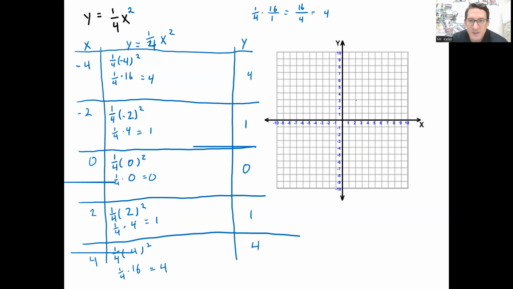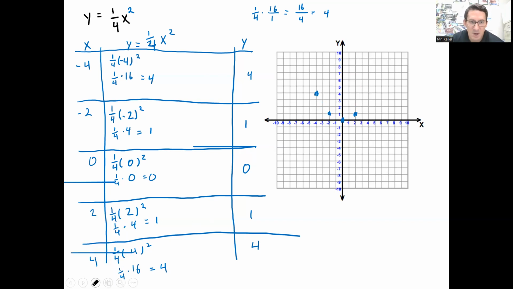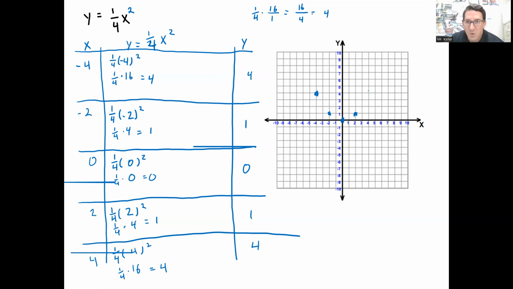And I'll plot these points. So negative 4, 4. Negative 2, 1. 0, 0. 2, 1. I'm going to fix that so my graph doesn't look like absolute garbage. And then 4, 4.